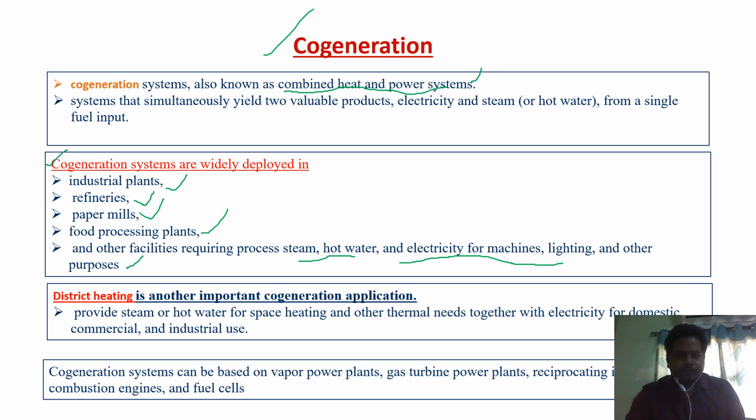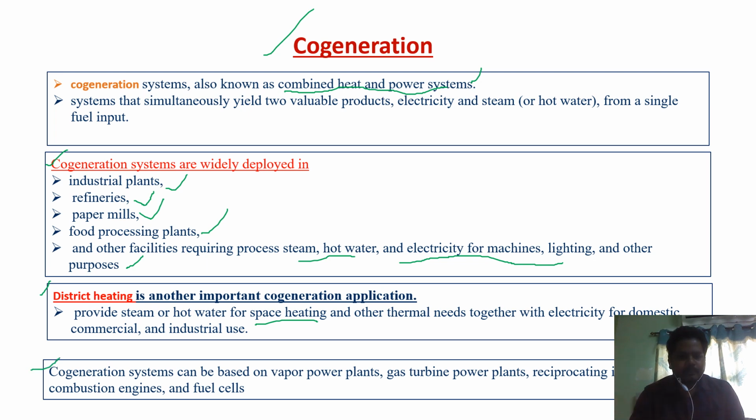The application of cogeneration is district heating. This district heating is used to provide steam or hot water for space heating. Space heating means central heating in a room, and it is also used for thermal needs together with electricity for domestic, commercial, and industrial purposes.